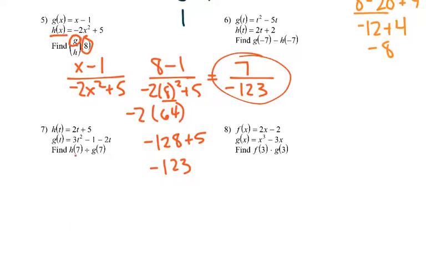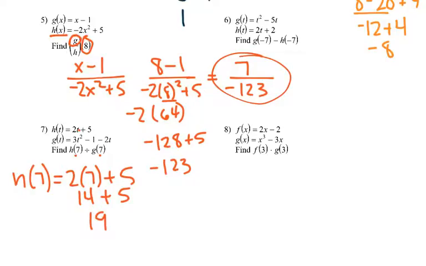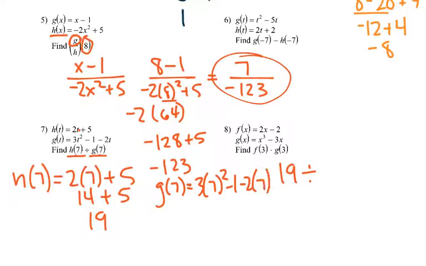Now on 7, we can also treat them separately and then divide. So I can go h of 7 equals 2 times 7 plus 5, right? Replace the t with 7. So that's 14 plus 5 gives us 19. So h of 7 is 19 divided by, then we do g of 7. So g of 7 would be 3 times 7 squared minus 1 minus 2 times 7. 7 squared is 49.